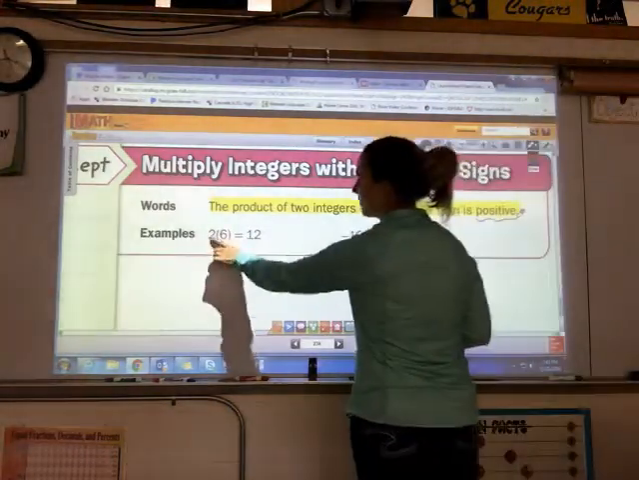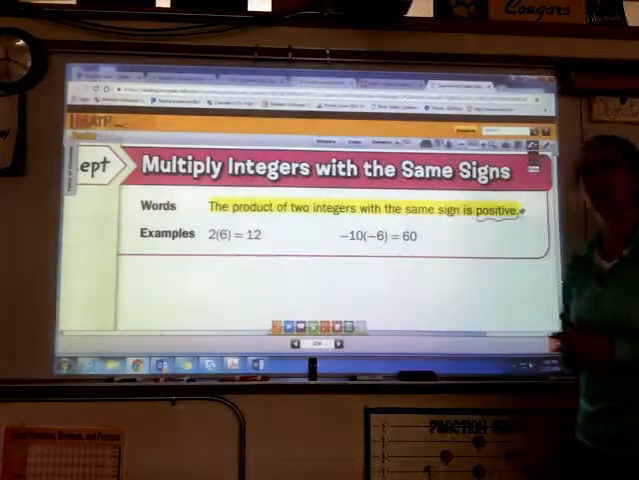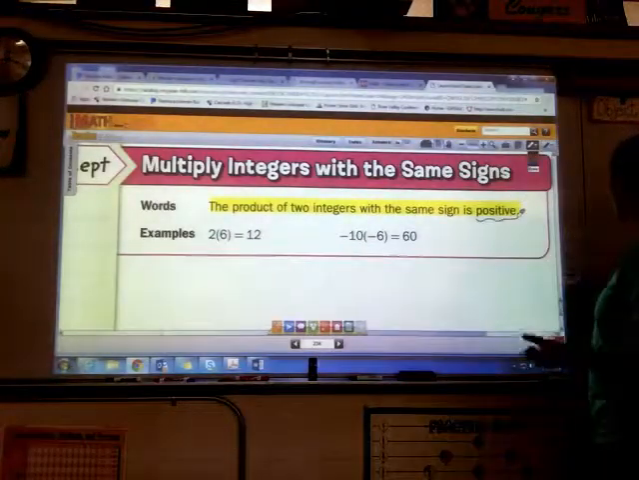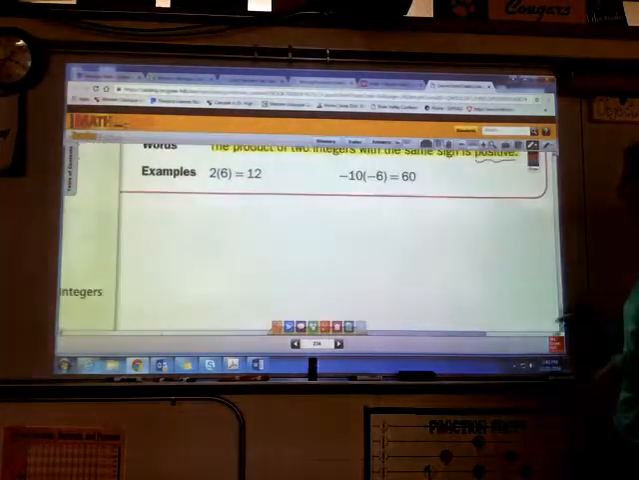Here's an example where you have two positives and you come up with a positive answer. Here's an example where you have two negatives and you have a negative answer, or a positive answer, I'm sorry. A negative times a negative is a positive.